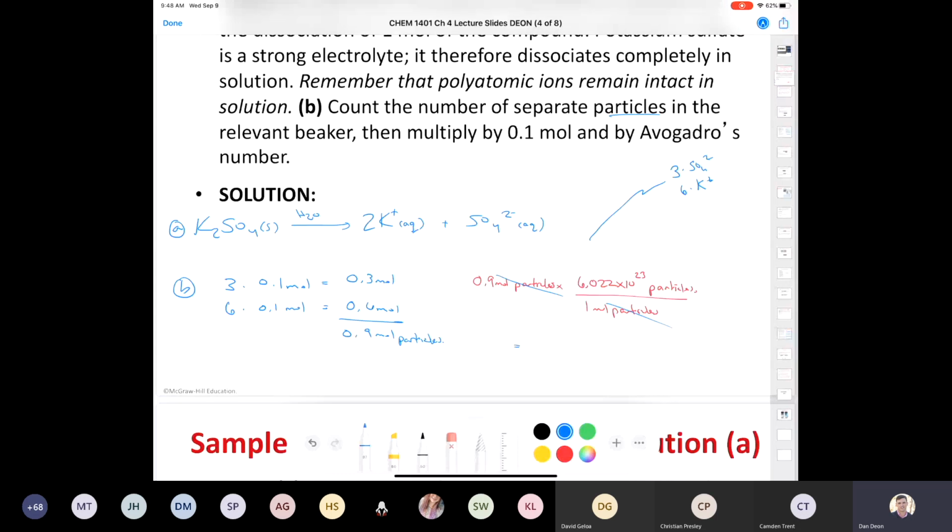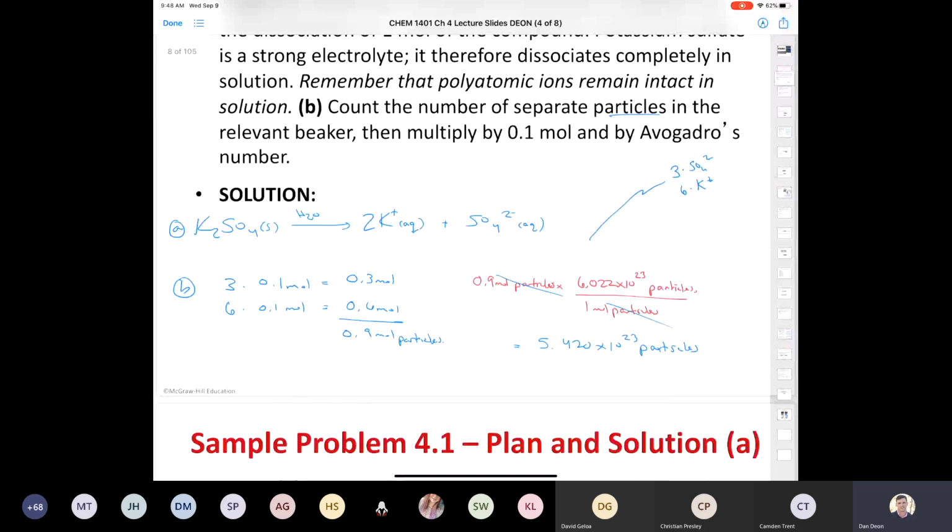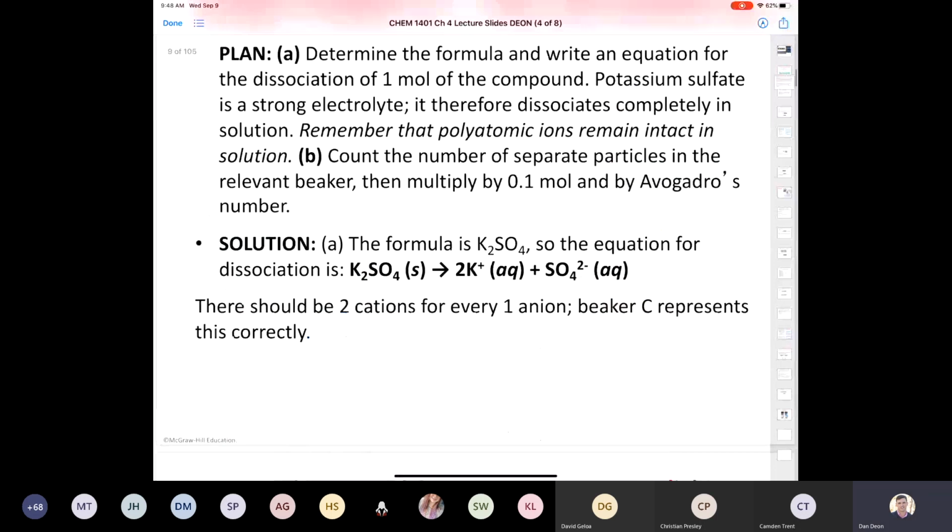I've already done the math here. You end up with 5.420 times 10 to the 23 particles. You might be wondering, why do I have 4 significant figures here when I only have 1 significant figure here? I guess in the solutions, you just assumed that that was an exact number. All right. There we go. So here's the solution all worked out.